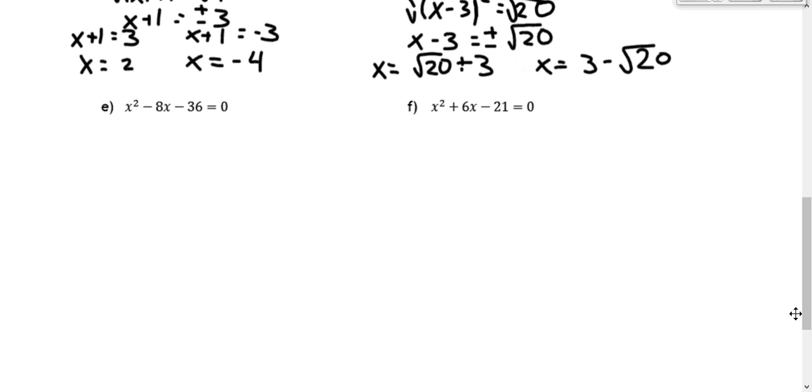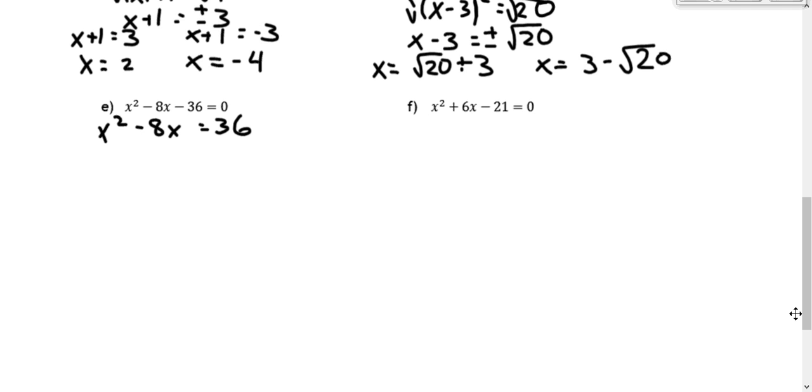This one, it is in standard form. So we can't use the square root property here. We need to complete the square in order to put it back to where it was. So then we get x squared minus 8x is equal to 36. We can't square root here. It's not going to do anything.